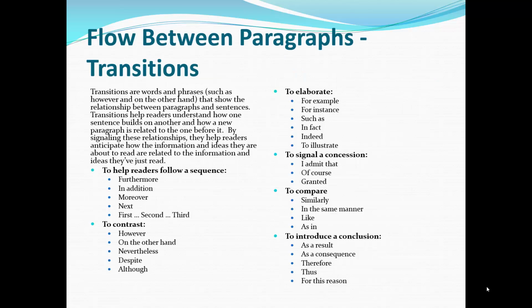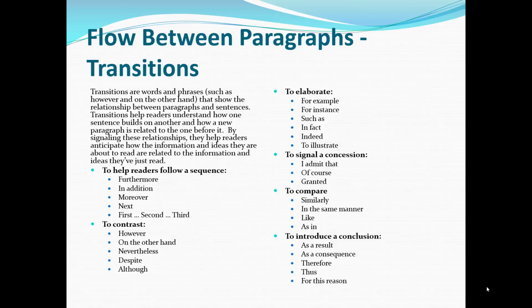In order to create a flow between your body paragraphs, use transitions. Transitions are words and phrases such as however and on the other hand that show the relationship between paragraphs and sentences. Transitions help readers understand how one sentence builds on another and how a new paragraph is related to the one before it. By signaling these relationships, they help readers anticipate how the information and ideas they are about to read are related to the information and ideas they've just read.